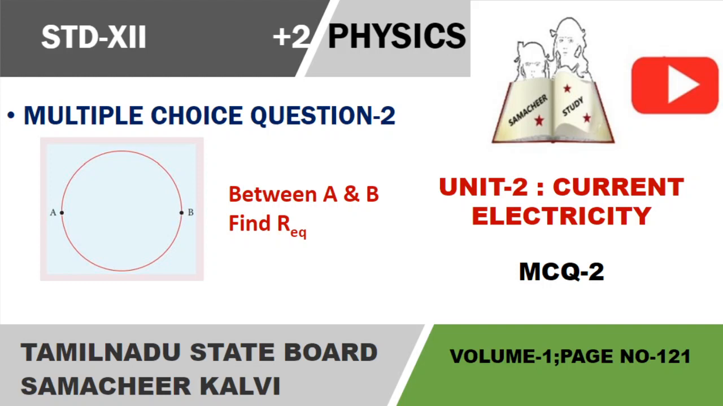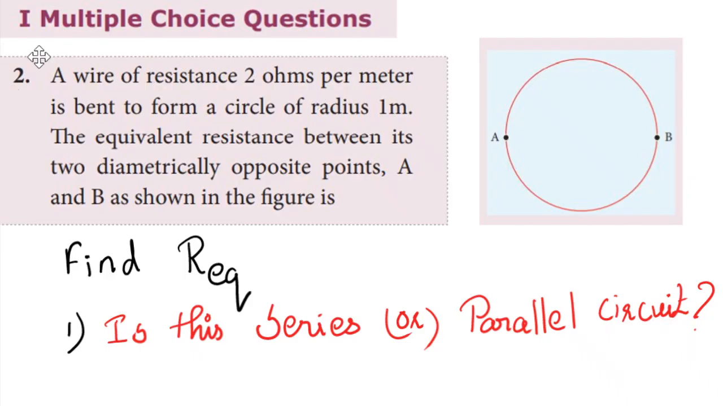In this video, multiple choice question number 2 from UNIT-2 current electricity chapter is solved for standard 12 physics subject. So let us read the question. A wire of resistance 2 ohms per meter is bent to form a circle of radius 1 meter. The equivalent resistance between its two diametrically opposite points A and B as shown in the figure is. So, we have to find the equivalent resistance.